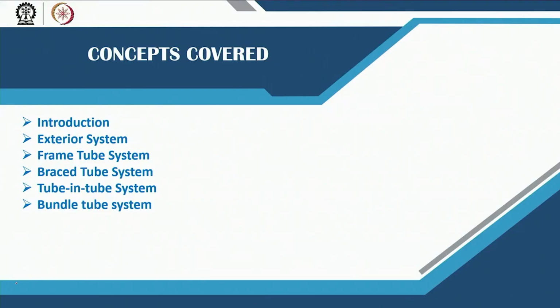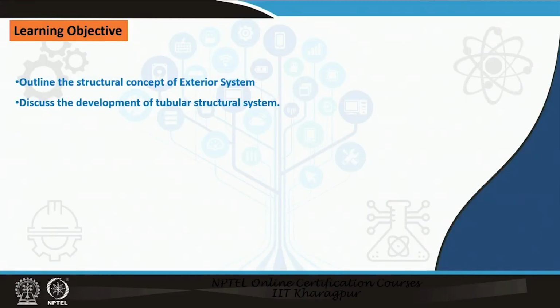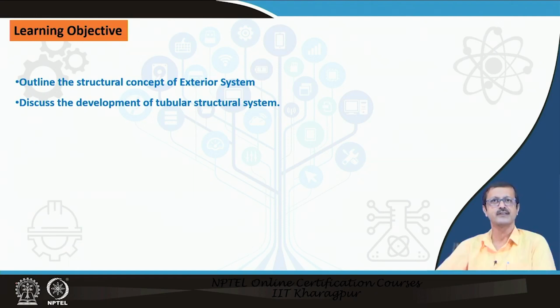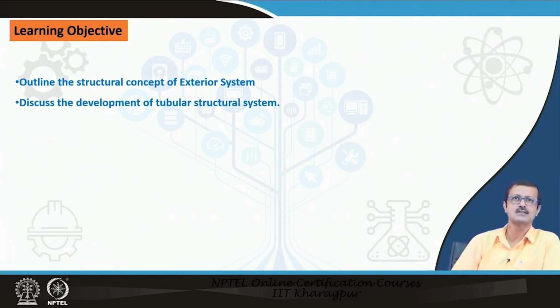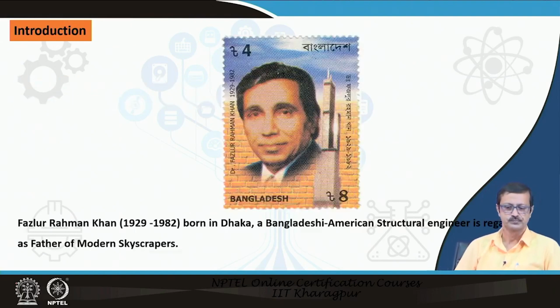We will start with some small introduction, then we will go to the exterior system. If you remember, in the last lecture we have discussed the interior system. Exterior system is mainly based on some of the tube systems, and also we will discuss all the types of tube system. In the learning objective, we are going to develop the structural concept of the exterior system. We will discuss the development of the tubular system.